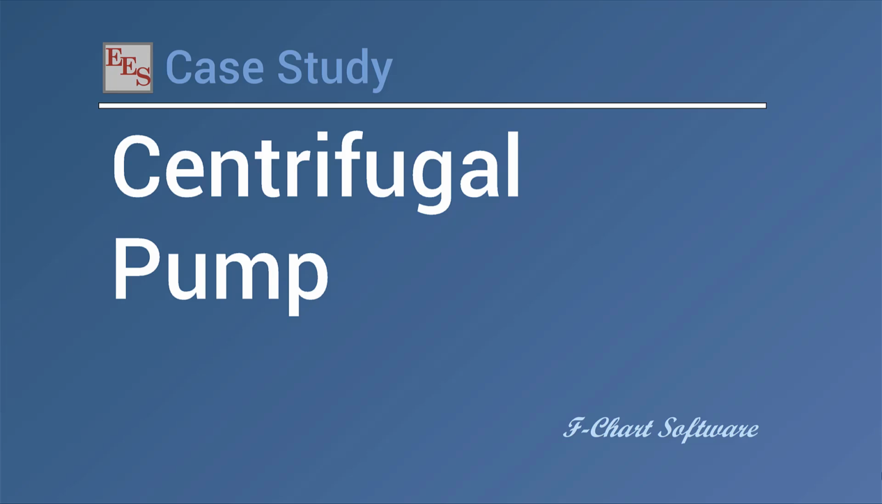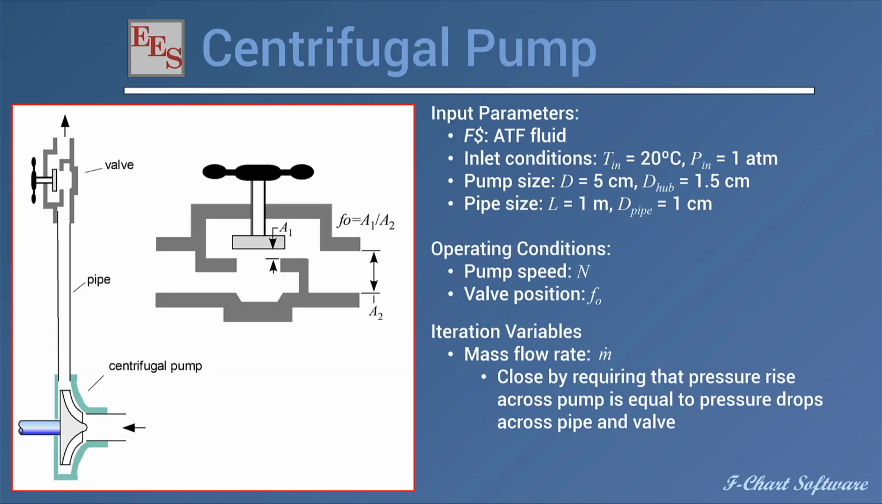All right, so this is a small case study that is meant to show how to integrate a pump model with a model of some system that includes a pipe and a valve, and then simulate that system. So here's a schematic of the system. We have a centrifugal pump, and it's connected to some length of pipe, and then at the end of the pipe we have a valve.